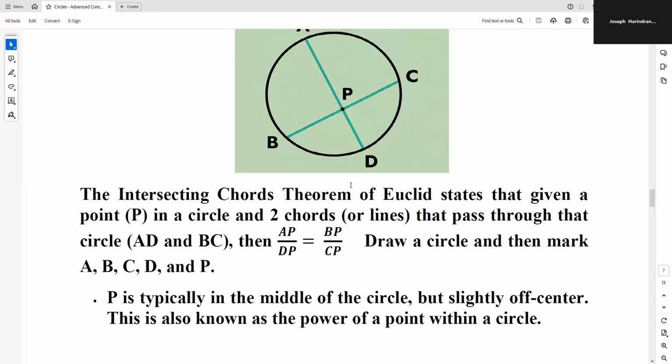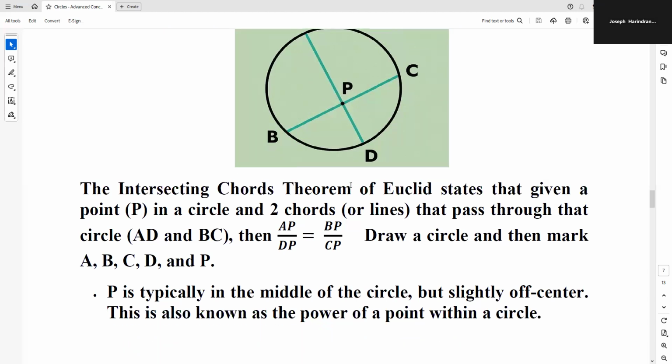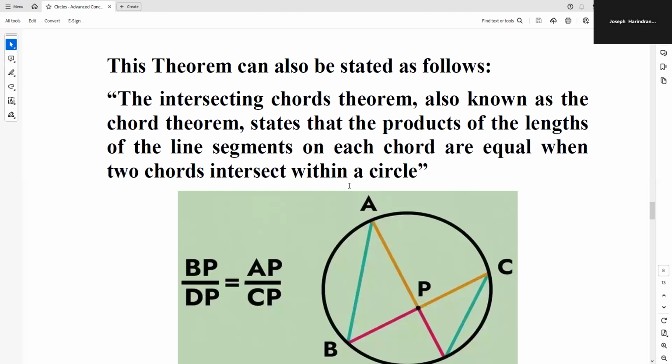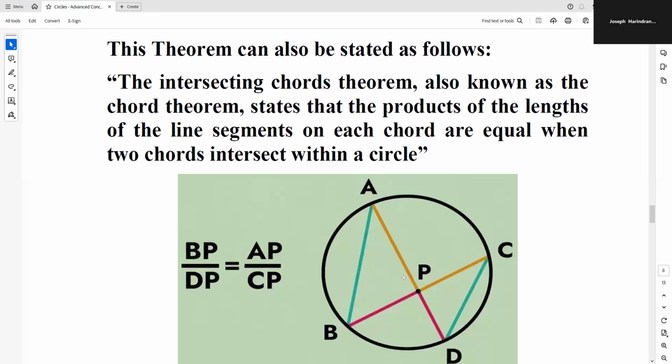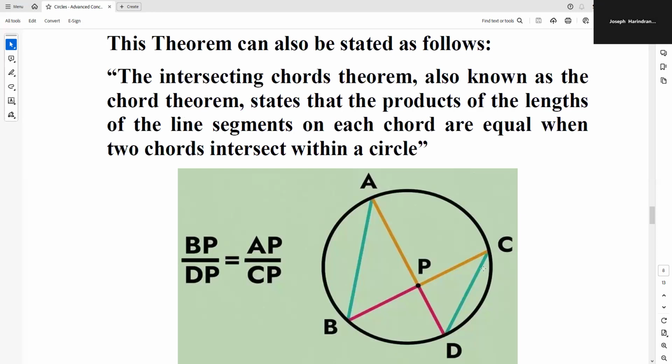This can be proved by similar triangles. Now we have joined AB and CD here. We have marked these angles. The intersecting point is P, and we take the triangles APB and CPD, in the same order, because we know that angle BAP is equal to angle DCP because they are angles in the same segment.